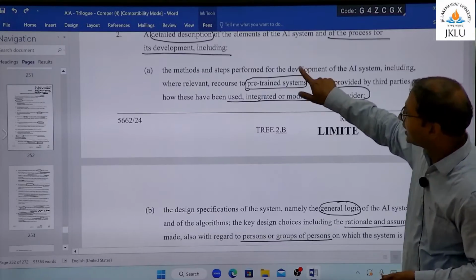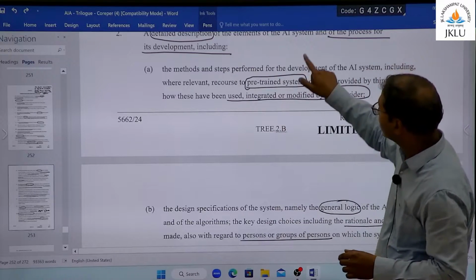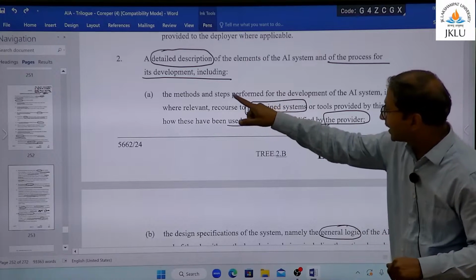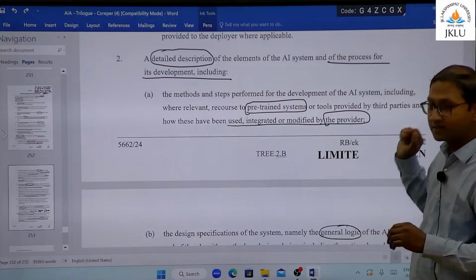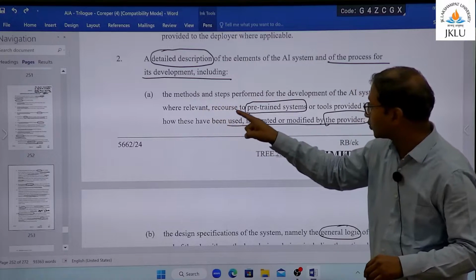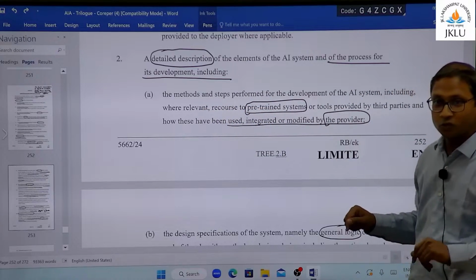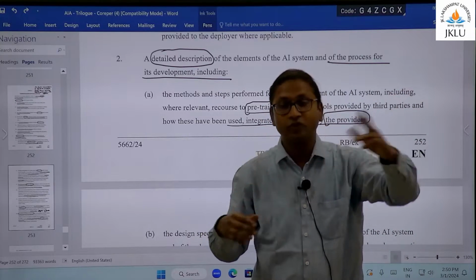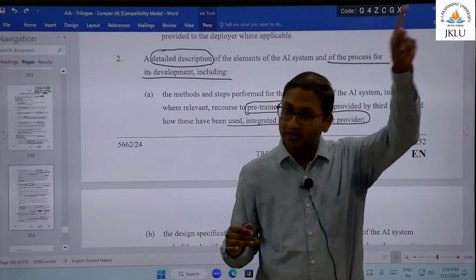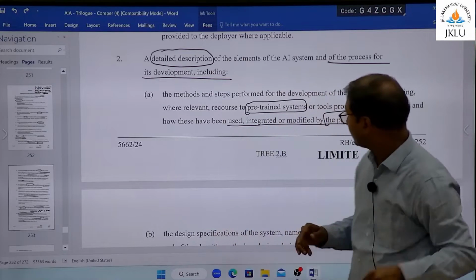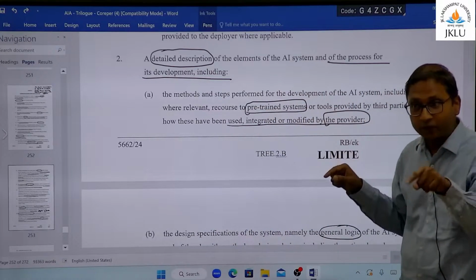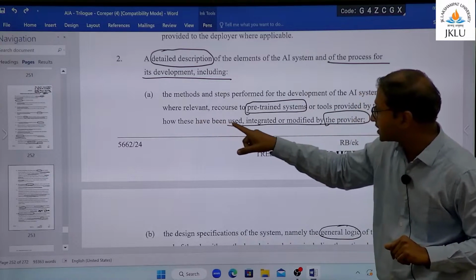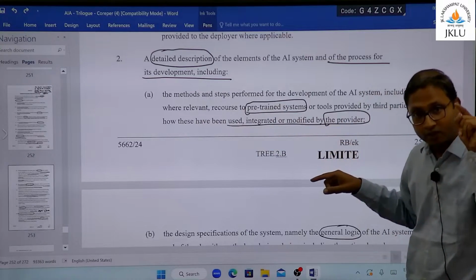Now they are talking about the detailed description. And detailed description of what? You see it here now, everything. Methods and steps performed for the development of AI system, including where relevant recourse to pre-trained systems. So if whatever AI you are using, if you are using some other system, for example, if you are using BERT, so BERT is already pre-trained. So recourse to pre-trained, you have to tell that you are using BERT, or tools provided by third parties and how these have been used, integrated and modified by you.